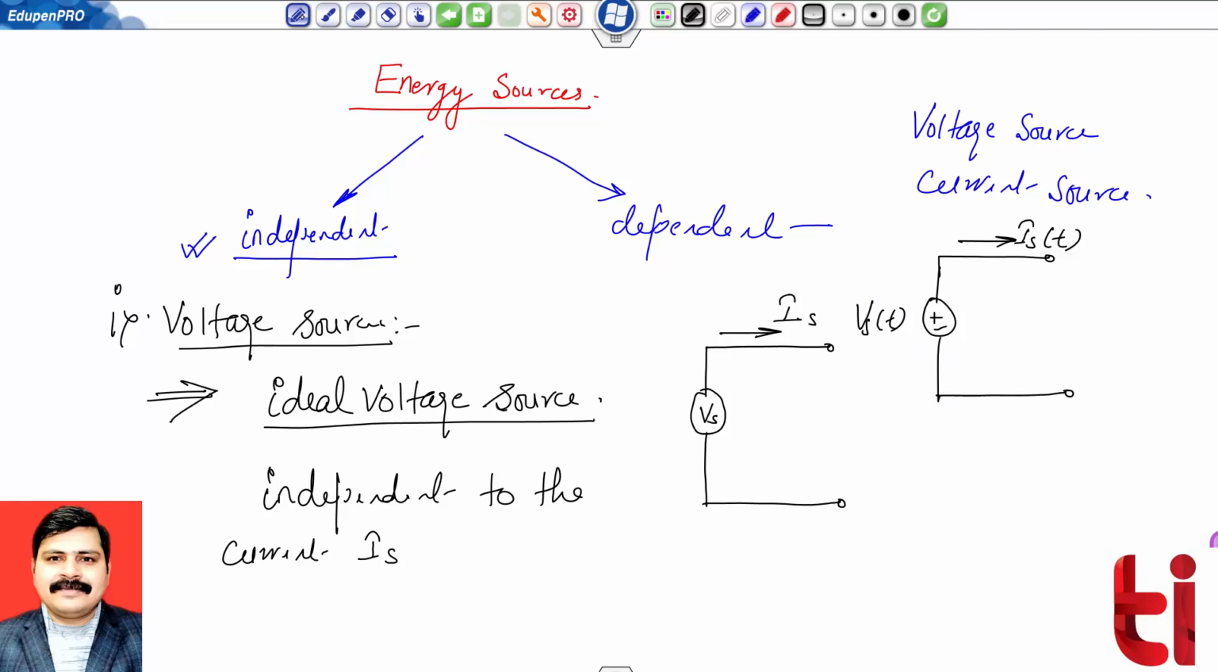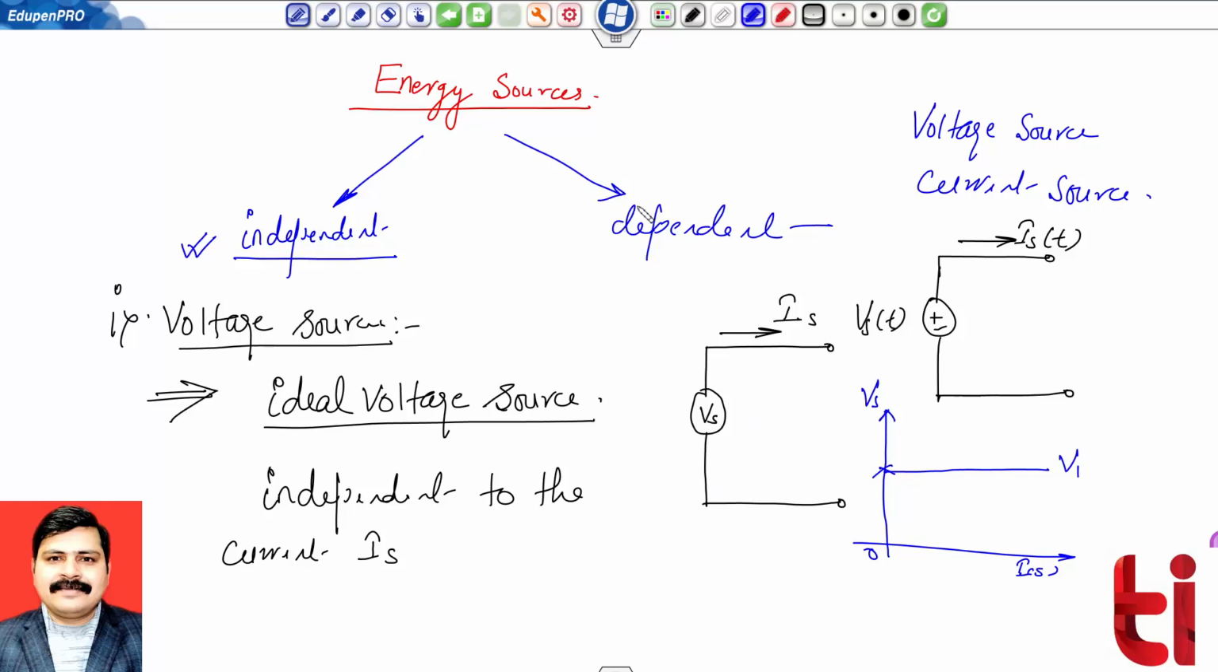And if you want to see their characteristics, the relationship between voltage and current, it can be defined like this. On this axis, I am defining Vs. Over here, I am defining Is. Then the value of this voltage is always fixed. If I define it as V1, it is fixed irrespective of any variation in the current. So this is the representation of my ideal voltage source.